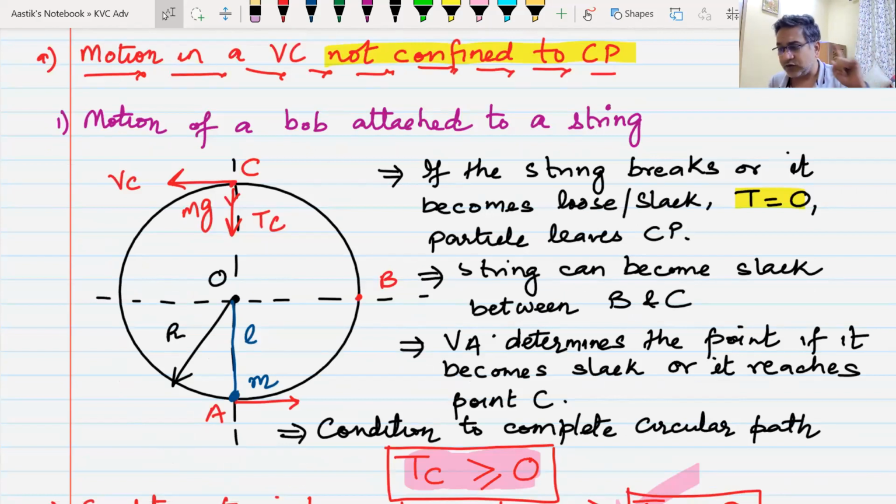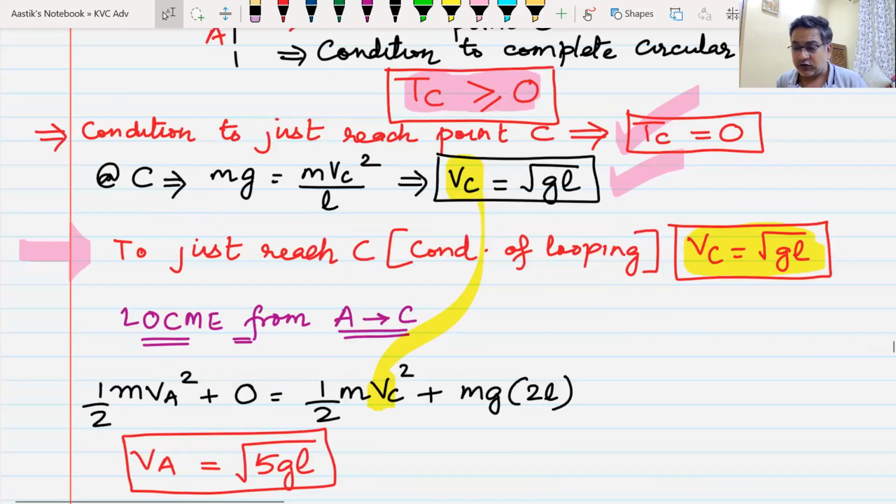For this body to complete the circular path, the tension at the highest point should be greater than or equal to 0. Do we understand this? Yes or no? For tension to be greater than or equal to 0, the minimum condition is the tension must be equal to 0. For that to happen, the velocity at the highest point, which is point C, has to be root over GL. Understand this?